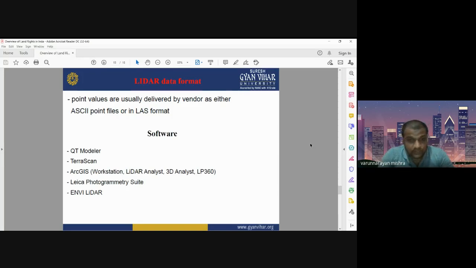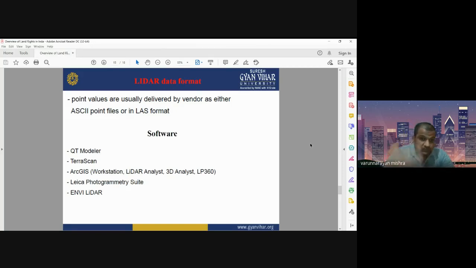There are several softwares that are required to process the point data sets to produce the intensity images. Qt Modeler, TerraScan. There is a lidar analyst tool in ArcGIS, which is also used to process the point data sets captured by the lidar. Leica Photogrammetry Suite and NV Lidar. These are some softwares that can be used to process the lidar point values to produce intensity images.